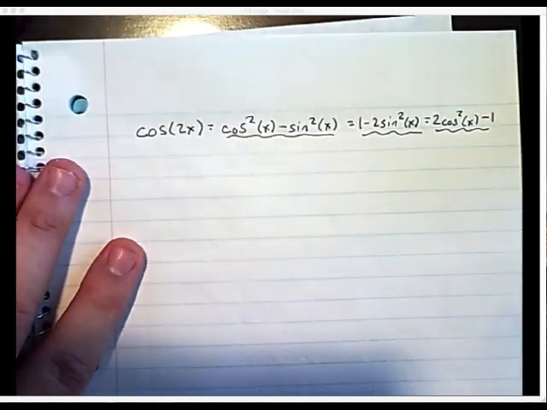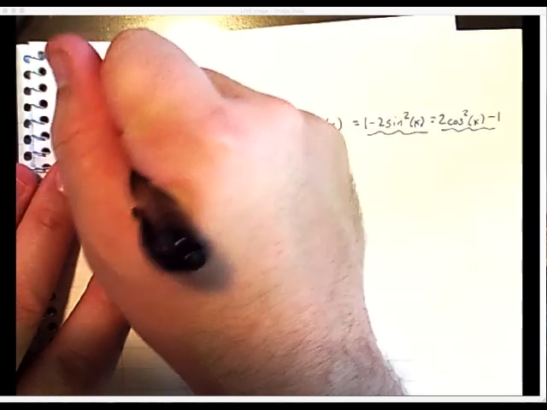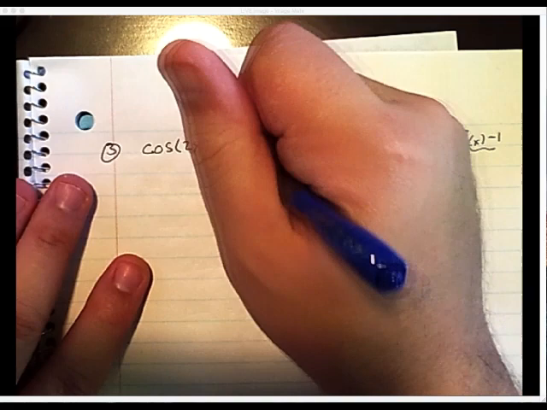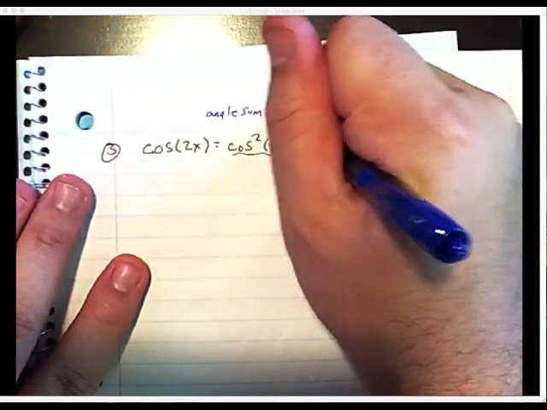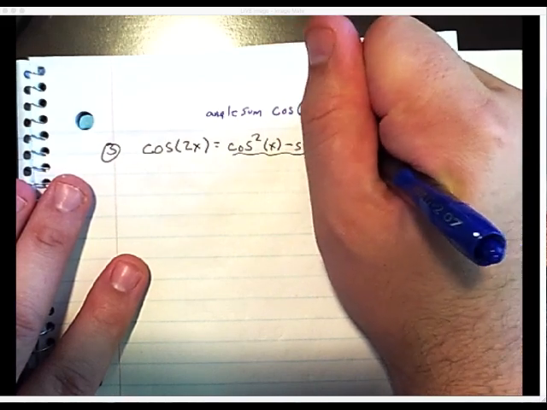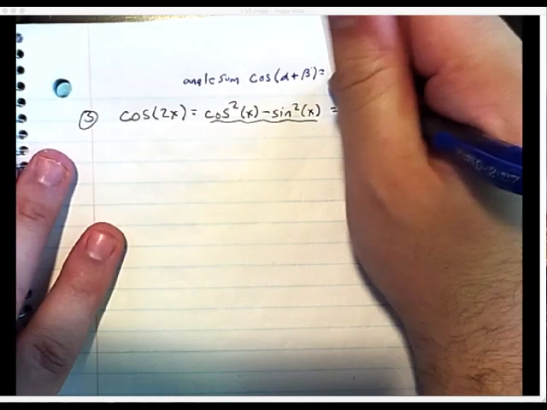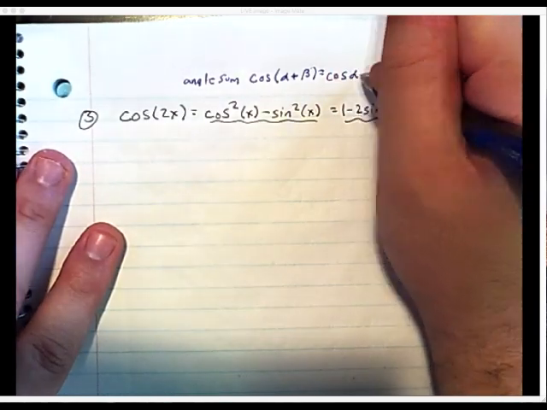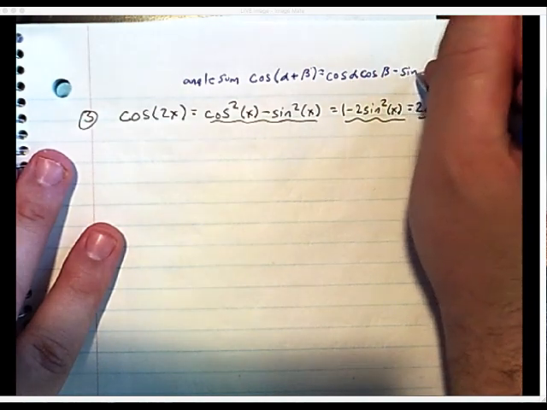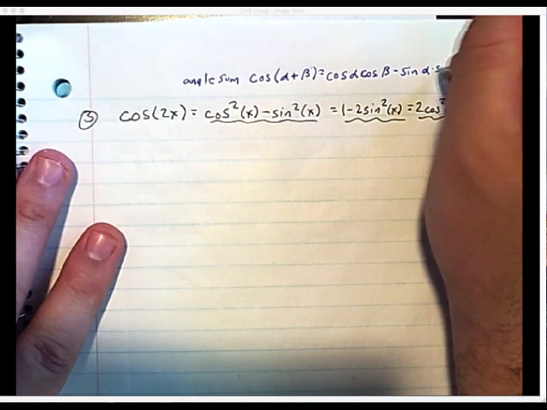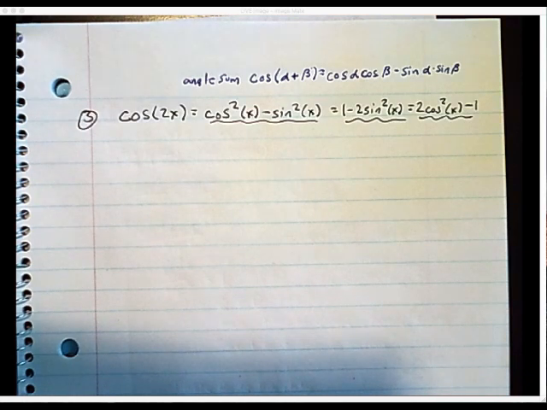Okay. So to be able to prove this one, this is number 3, I have to use an angle sum formula for cosine. So here's what that one says. Cosine of alpha plus beta, this one's a little bit different than the sine formula. This is going to equal the cosine of alpha cosine of beta minus the sine of alpha times the sine of beta. So there's the angle sum.